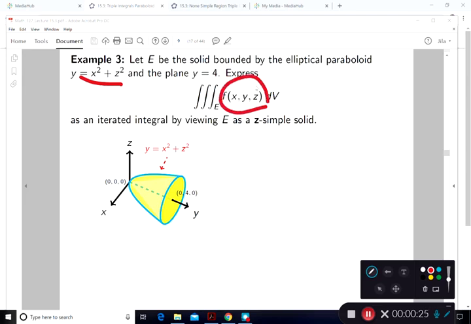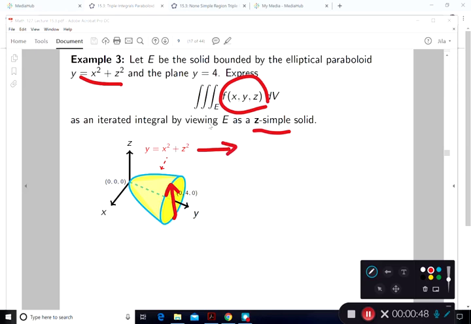Notice that if it's f of x, y, and z, then we can't really evaluate the integral. We're just setting up the bounds. It says to set it up as an iterated integral by viewing E as a z-simple solid. Therefore, you have to think about what is the lower bound for z and what is the upper bound for z.